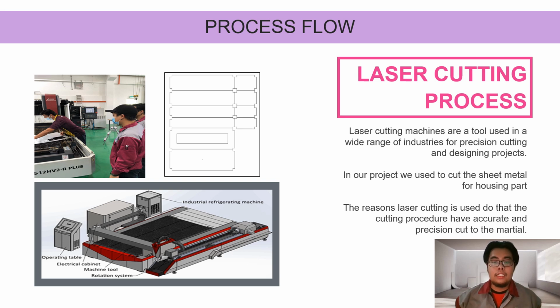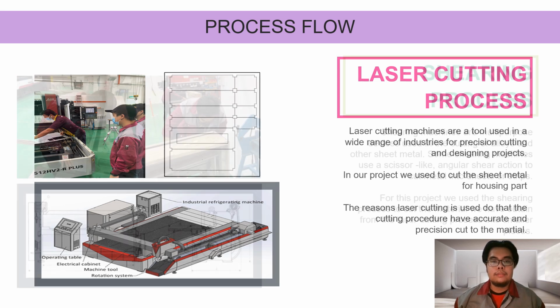A laser cutting machine is a tool used in a wide range of industries for precision cutting and design projects. In our project, we use the laser cutting machine to cut the aluminium sheets. The reason we use it is that the cutting procedure is accurate and precise on the metal sheet.